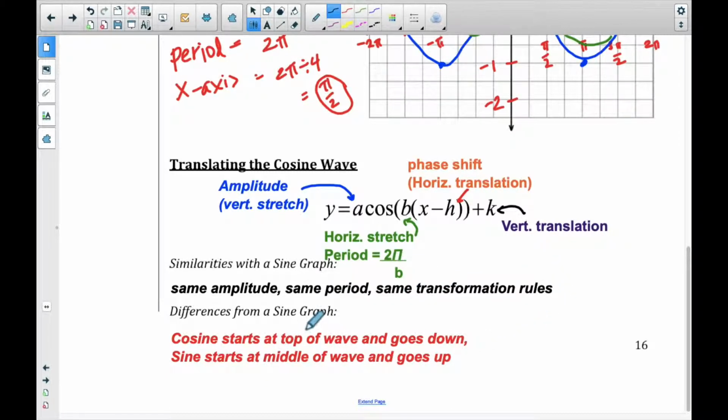Differences, the cosine starts at the top of the wave and goes down, whereas the sine starts in the middle of the wave and goes up. Other than that, those two waves look exactly the same. Now let's turn the page.